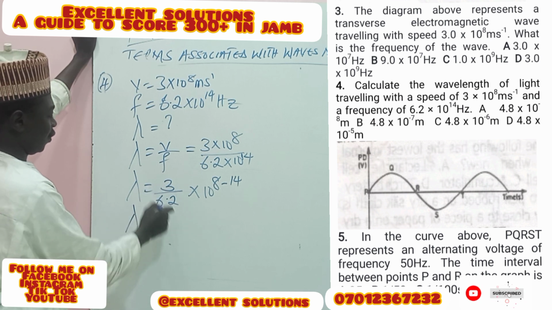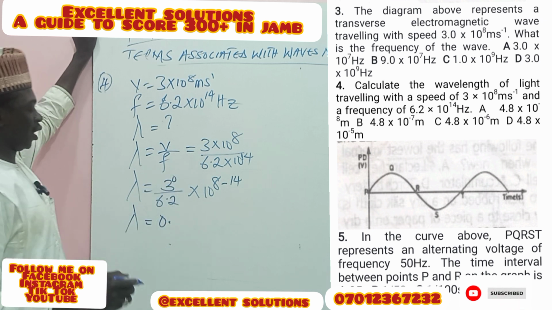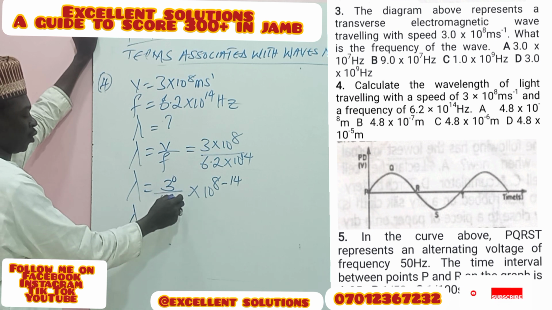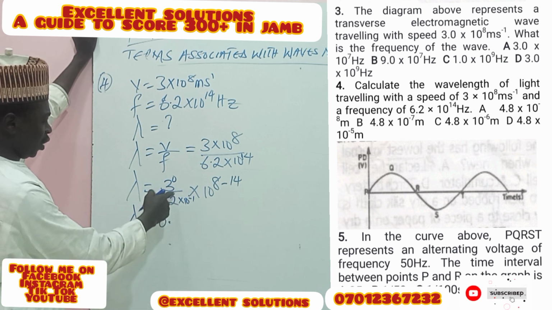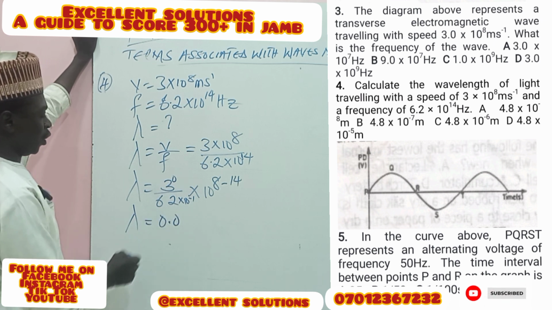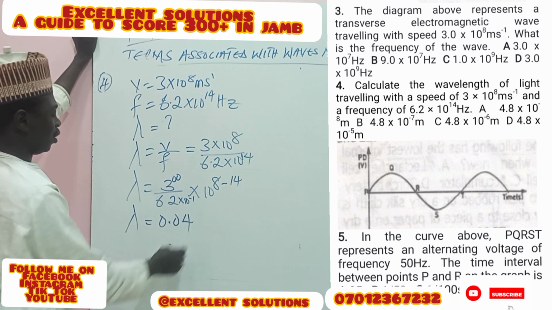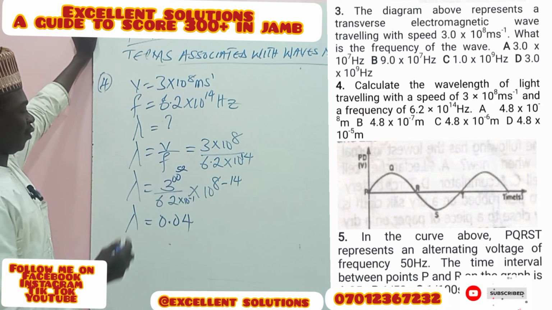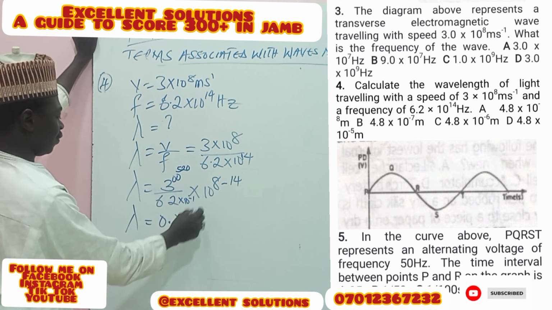So we can now say lambda equals, we put our point and a 0 here, becomes 30. 30 divided by 6.2, this one we can make it as 62, so it becomes 62 exponential minus 1. So if we now divide 30 by 62, we cannot have a whole number. So we put a point and add 0 here. So 300 divided by 62, we have 4, then remainder 52. So if we have remainder 52, we now add 0 to it. 520 divided by 62, we are going to have 8.